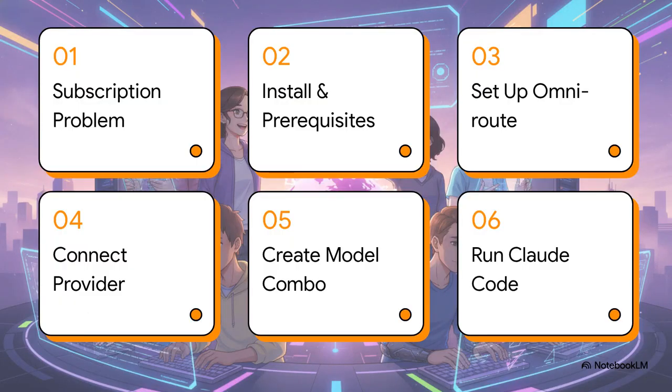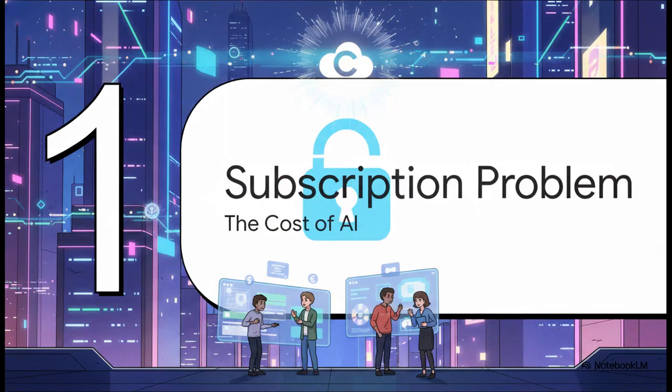So here is our quick roadmap for today. First, the subscription problem. Second, prerequisites and installation. Third, setting up Omni Router. Fourth, connecting the provider. Fifth, creating a model combo. And finally, number 6, running Claude Code. Let's get to it. All right, section 1, the subscription problem, the cost of AI.